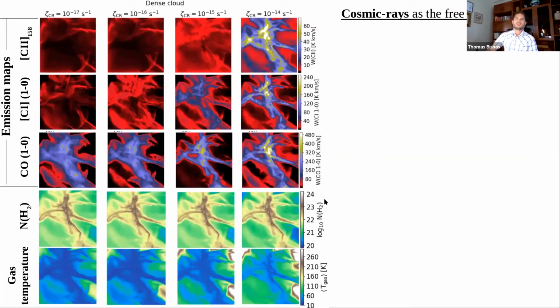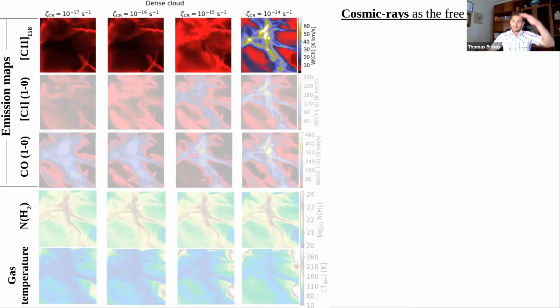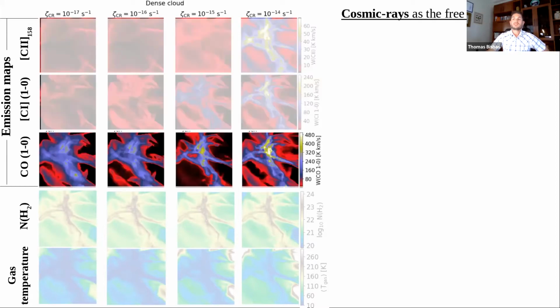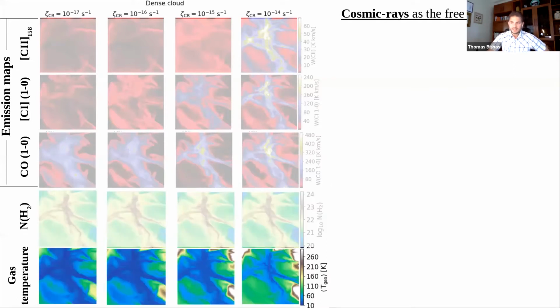So let me guide you through these maps. Each column corresponds to the value of the free parameter, which in this case is the cosmic ionization rate. So we have here 10 to the minus 17, 16, 15, and 14. And as we go down, each row gives us a different result. So we have the C+ emission at 158 microns, the C I 1-0 transition, CO 1-0, and then the column density of molecular hydrogen and the density weighted gas temperature here.